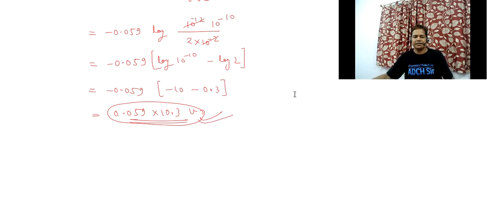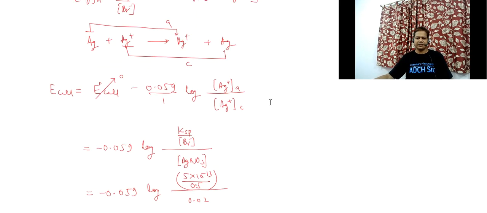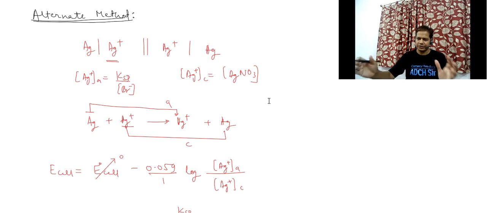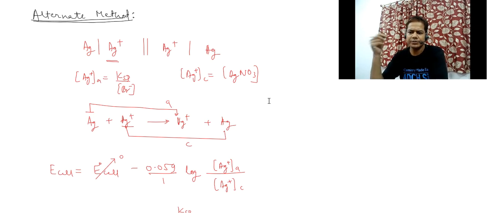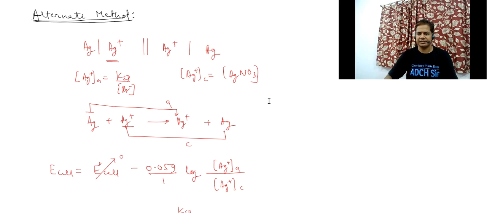The second method, we have solved it as a concentration cell. Although it is not a concentration cell, we have assumed it to be a concentration cell for the sake of our calculations. Calculations get easier. E naught cell comes out to be 0. The only dependence is concentration of Ag plus at cathode and anode. We have expressed the concentration of Ag plus at anode in terms of Ksp, concentration of Ag plus at cathode in terms of the concentration of the soluble salt, and have done our calculations.